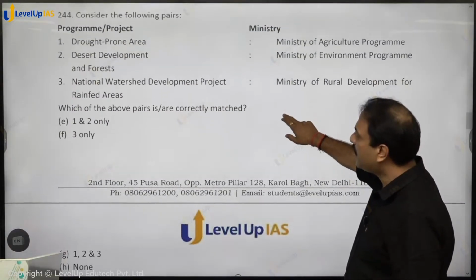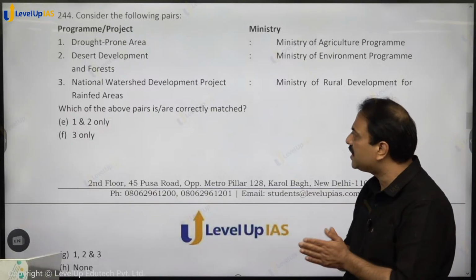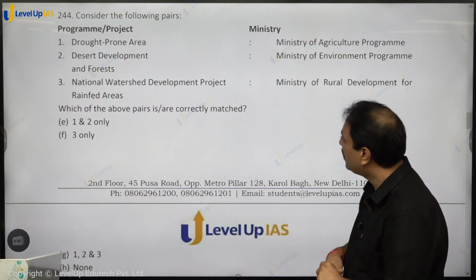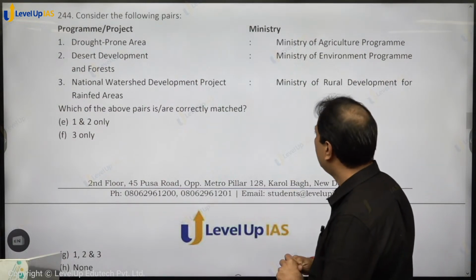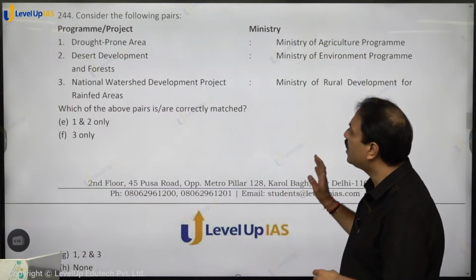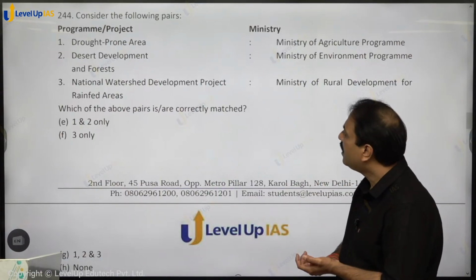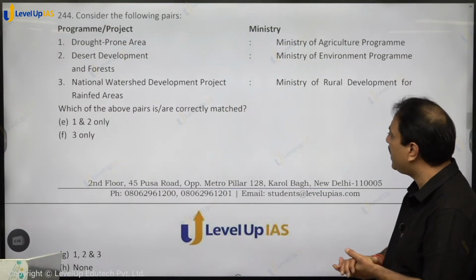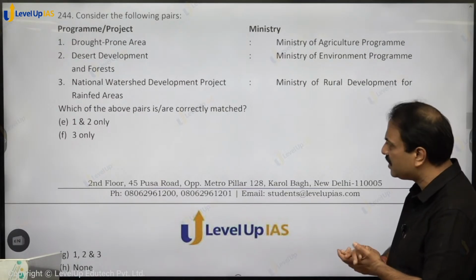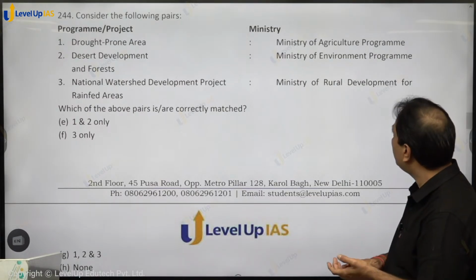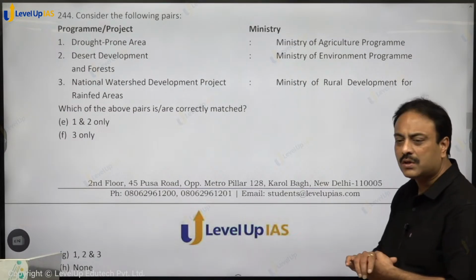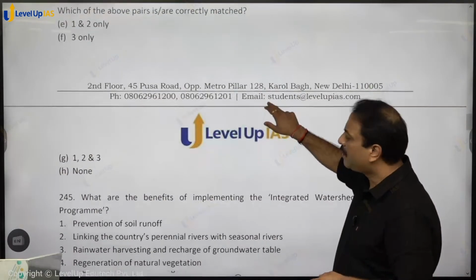Now this question, have a look. Drought Prone Area Programme is under the Ministry of Rural Development. Desert Development Programme is under the Ministry of Rural Development. National Watershed Development Project for Rain-fed Areas is under the Ministry of Agriculture. The first one is written as Ministry of Agriculture, the second as Ministry of Environment and Forest, and the third as Ministry of Rural Development. So all three are incorrectly matched. Mark the answer as none.